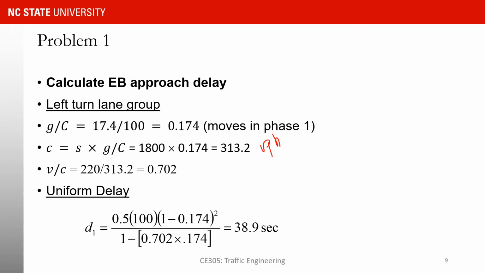D1 is 0.5 times cycle length, times (1 minus G over C) squared, over 1 minus minimum of 1 and V over C times G over C. So G over C was 0.174. The minimum of 1 and V over C is equal to the minimum of 1 and 0.702, which is 0.702. So that's how I get this 0.702 here. So you multiply it by 0.174. D1 is 38.9 seconds on average for each vehicle.